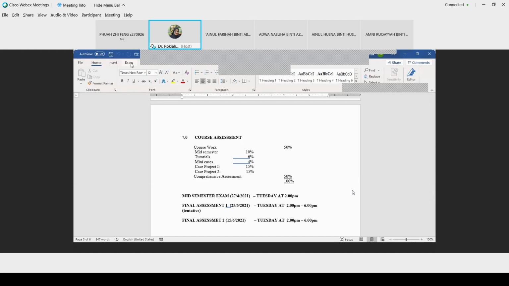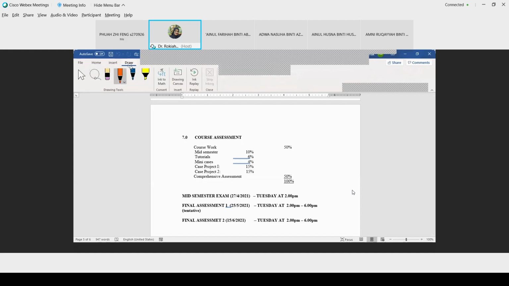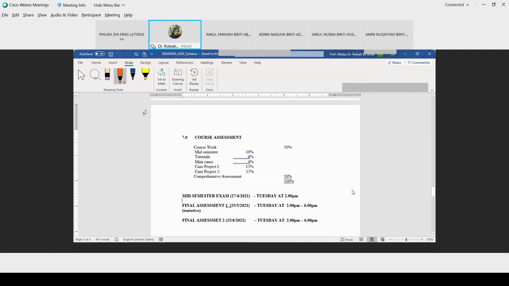Just want to find my pencil. Okay. So we're going to have the mid-sem here. Where's my pen? Okay, we're going to cover only topic 1 and topic 2.